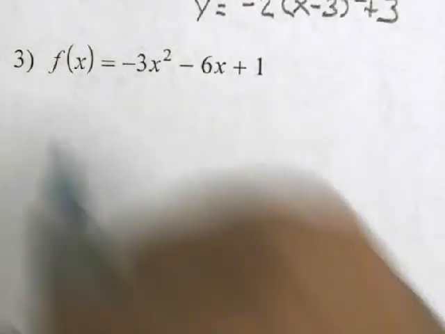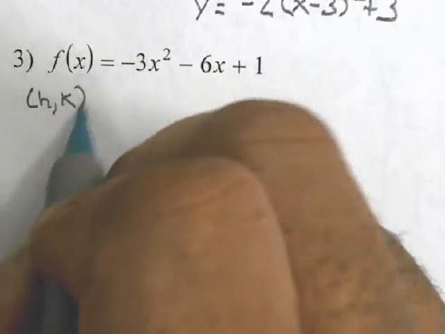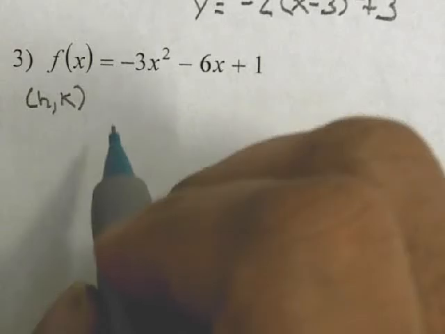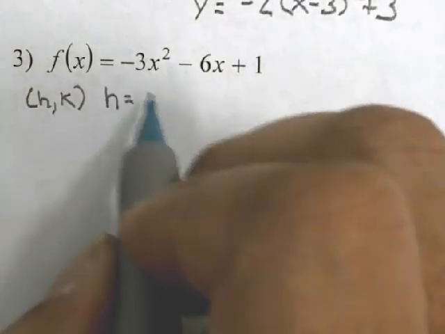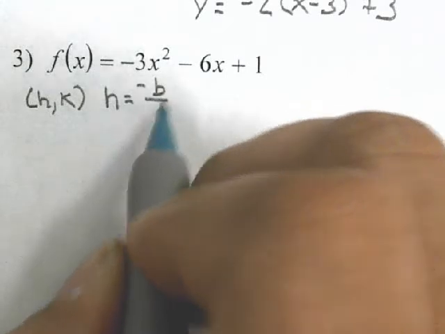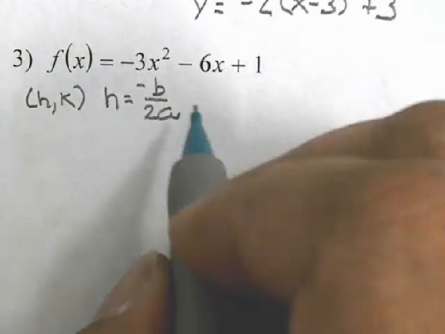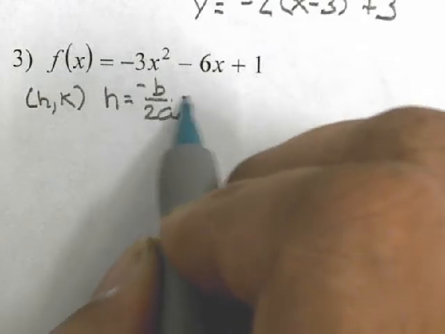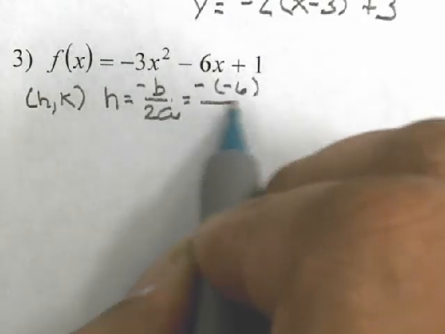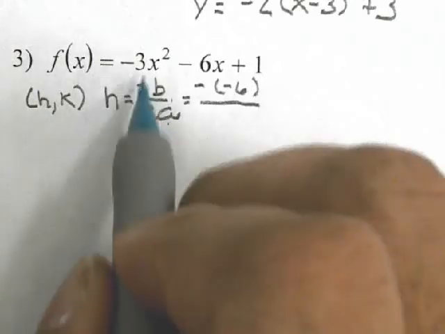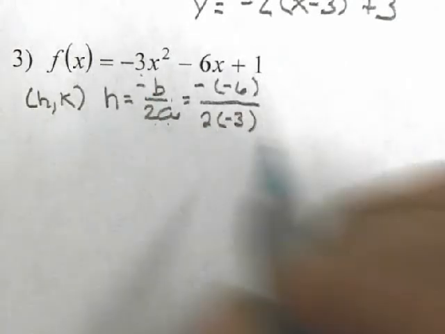Remember, we're finding h, k. So, let's start with h. H is equal to the opposite of b over 2a. It also gives you your axis of symmetry. B is equal to negative 6. So it's the opposite of negative 6 all over 2a. A is equal to negative 3. So that's 2 times negative 3.